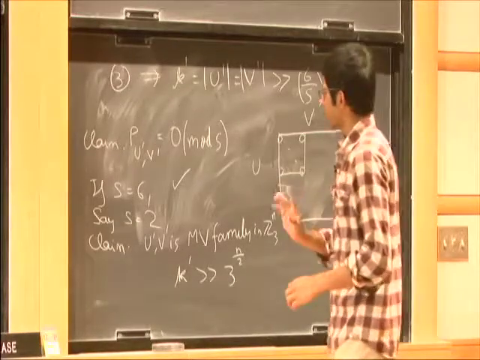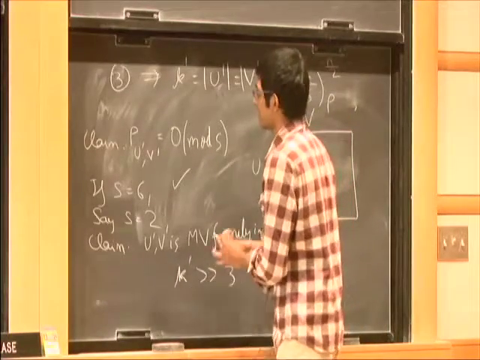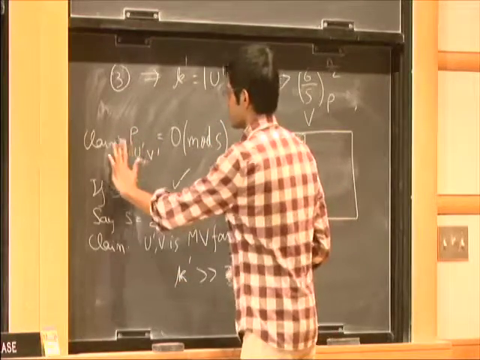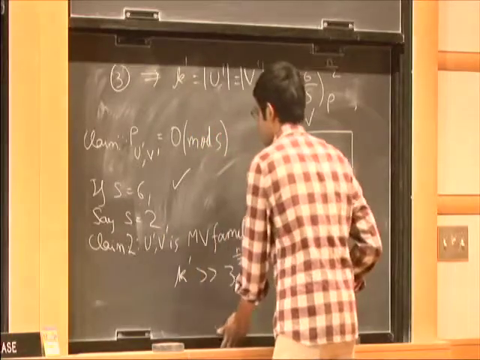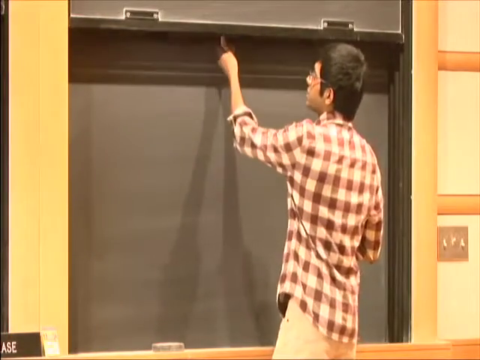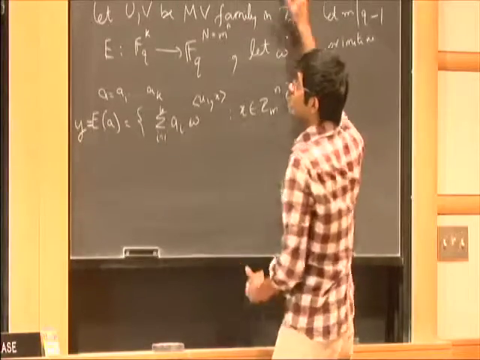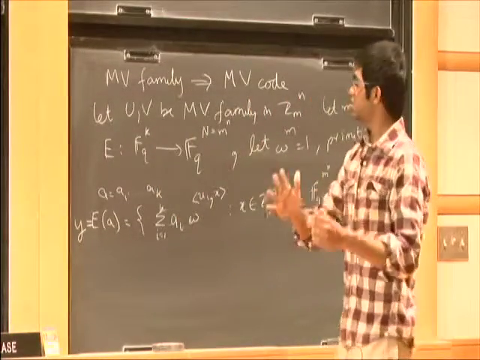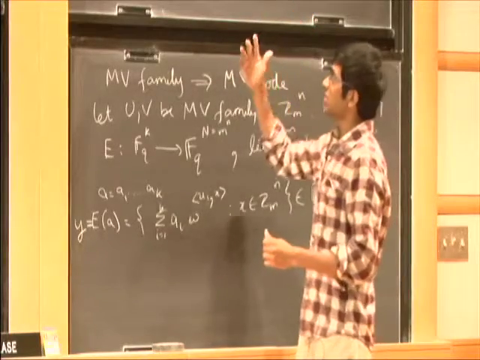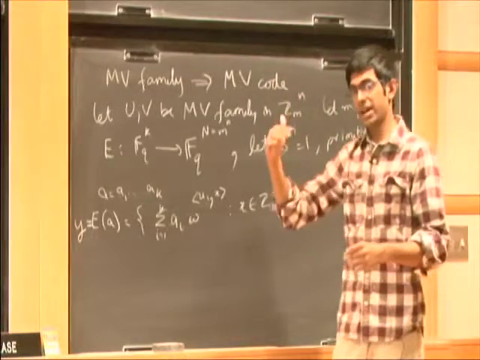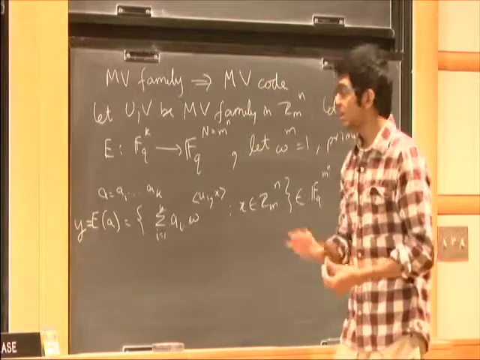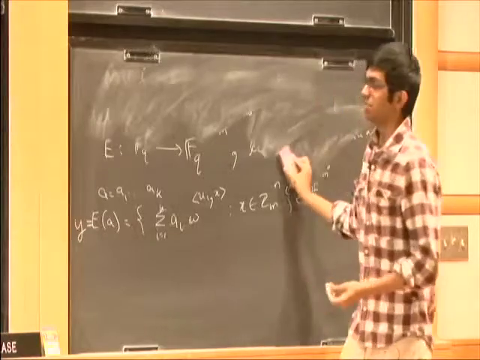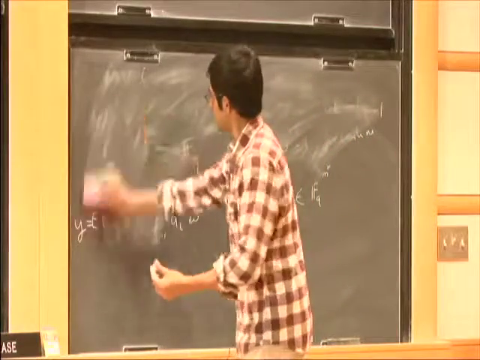Let's call this claim 2. As long as m is a product of distinct primes, whenever you get something which is all 0 mod S, you can get an MV family in m/S, because S and m/S would be coprime. However, claim 2 would be false if m is, let's say, p squared q squared, right?